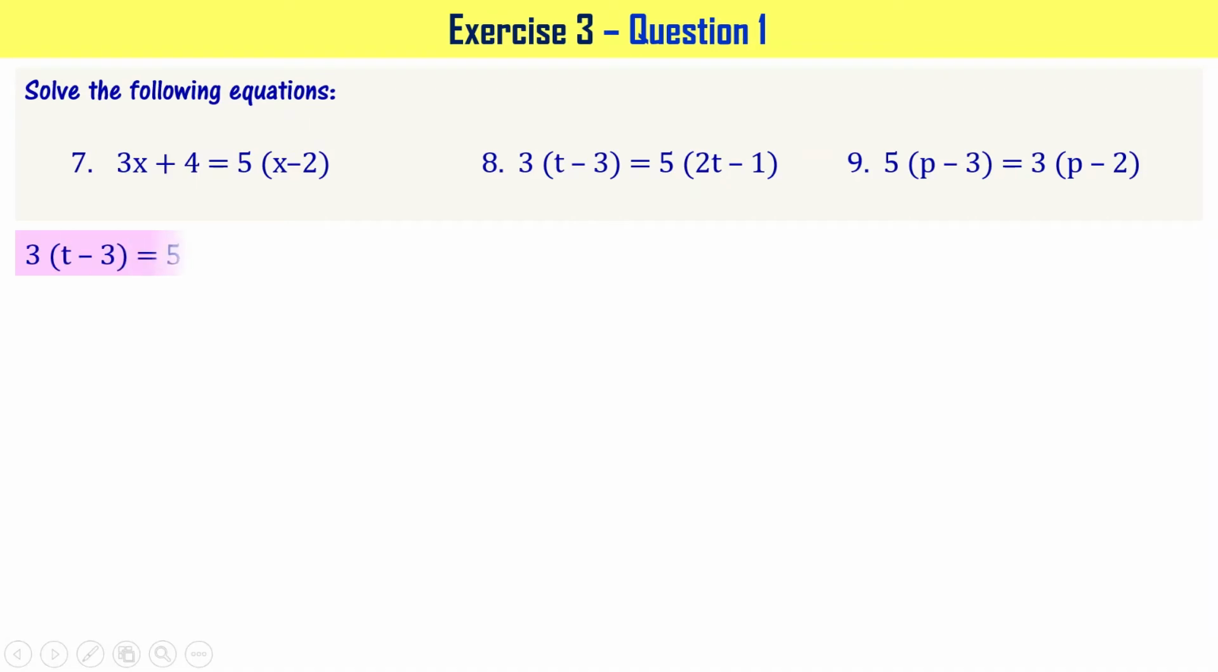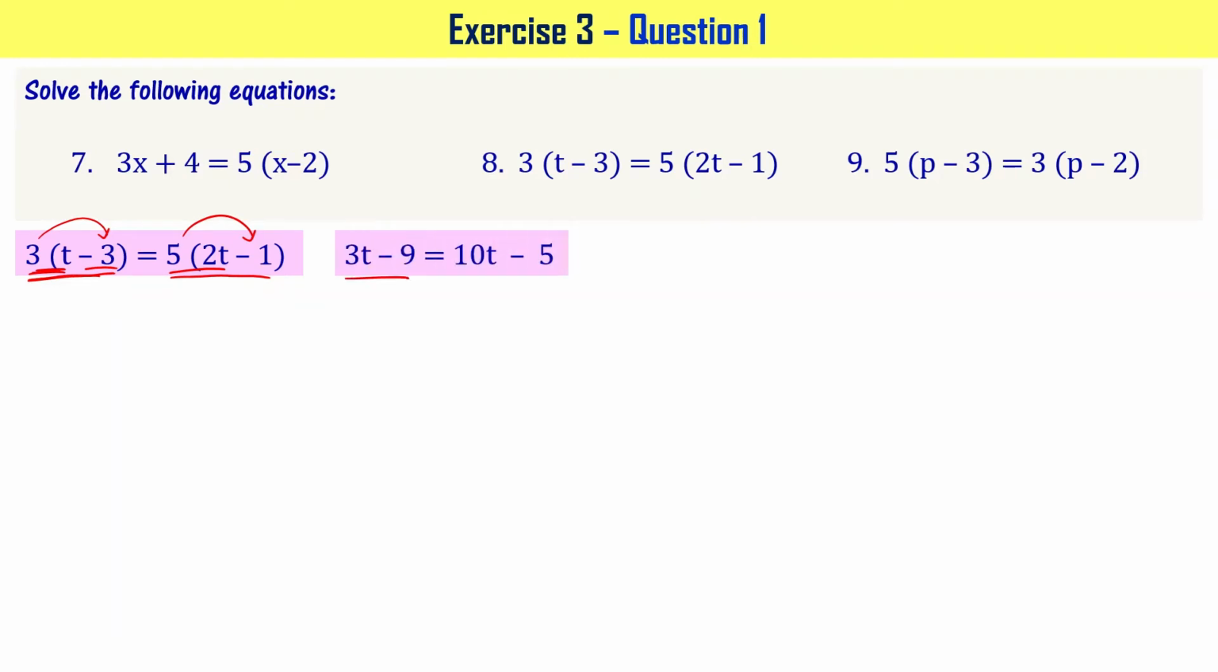The next problem is 3 times (t minus 3) equal to 5 times (2t minus 1), right? Let us first expand both the sides. 3 times (t minus 3) can be written as 3t minus 9, right? 3 times t is 3t and 3 times minus 3 is minus 9. When it comes to the right hand side, 5 times 2t is 10t and 5 times minus 1 is minus 5, right? Let's write that. 3t minus 9 equal to 10t minus 5, right?